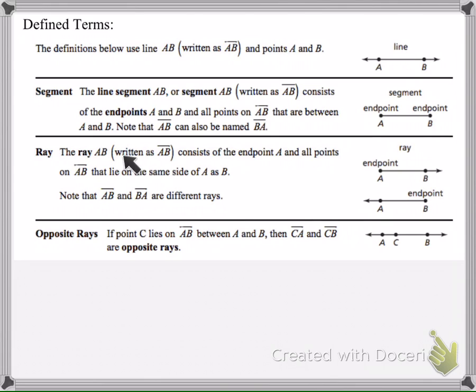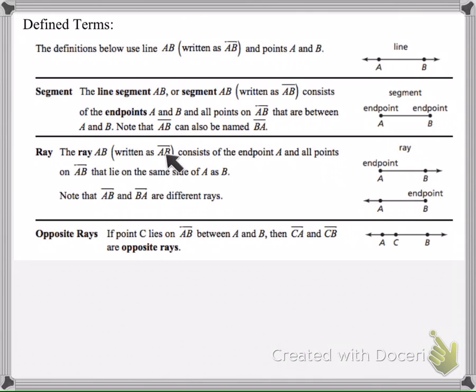So we'd call it ray AB. Written as, there's the symbol ray AB. If you notice, it has no arrow on one end, but an arrow on the other. It has an arrow over here. That is a little bitty arrow in there. The arrow in this ray symbol is always on the right side, regardless of which direction it goes.